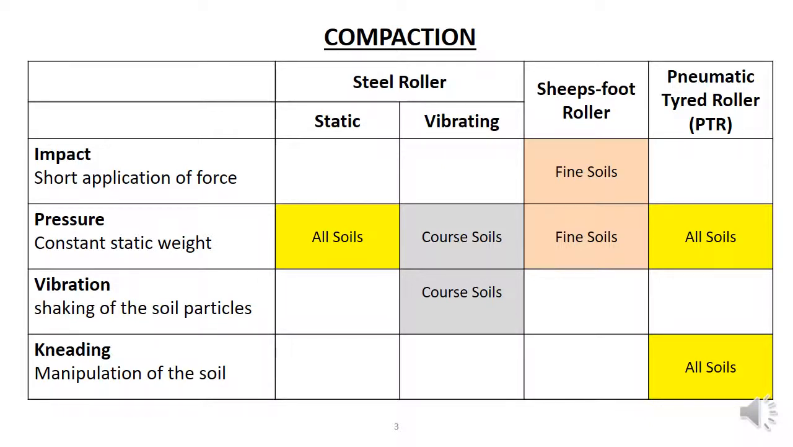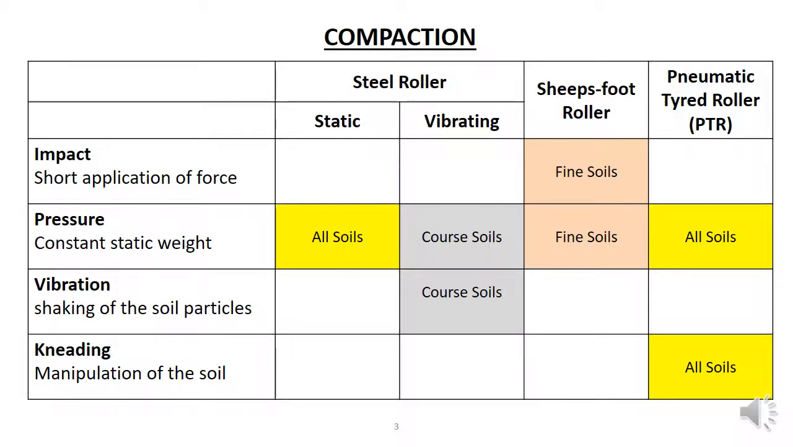Lastly, kneading, which is the manipulation of the soil to rearrange the soil particles into a more compact mass. This method works well with all soil types, but is particularly effective for the fine soils, although it usually only affects the top part of the surface. So compactors are plant and equipment specifically designed to hasten the natural compaction process by applying additional force on the soil mass to decrease pore pressure and so increase the soil density.